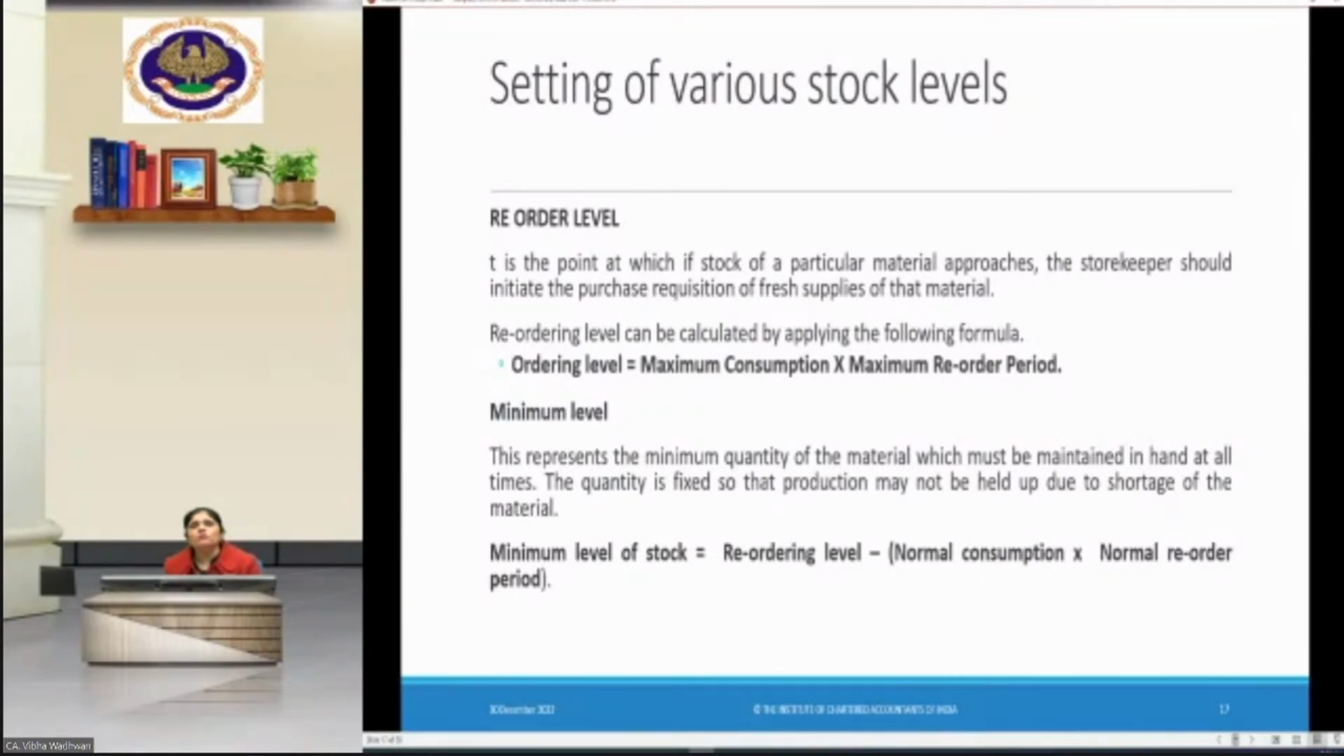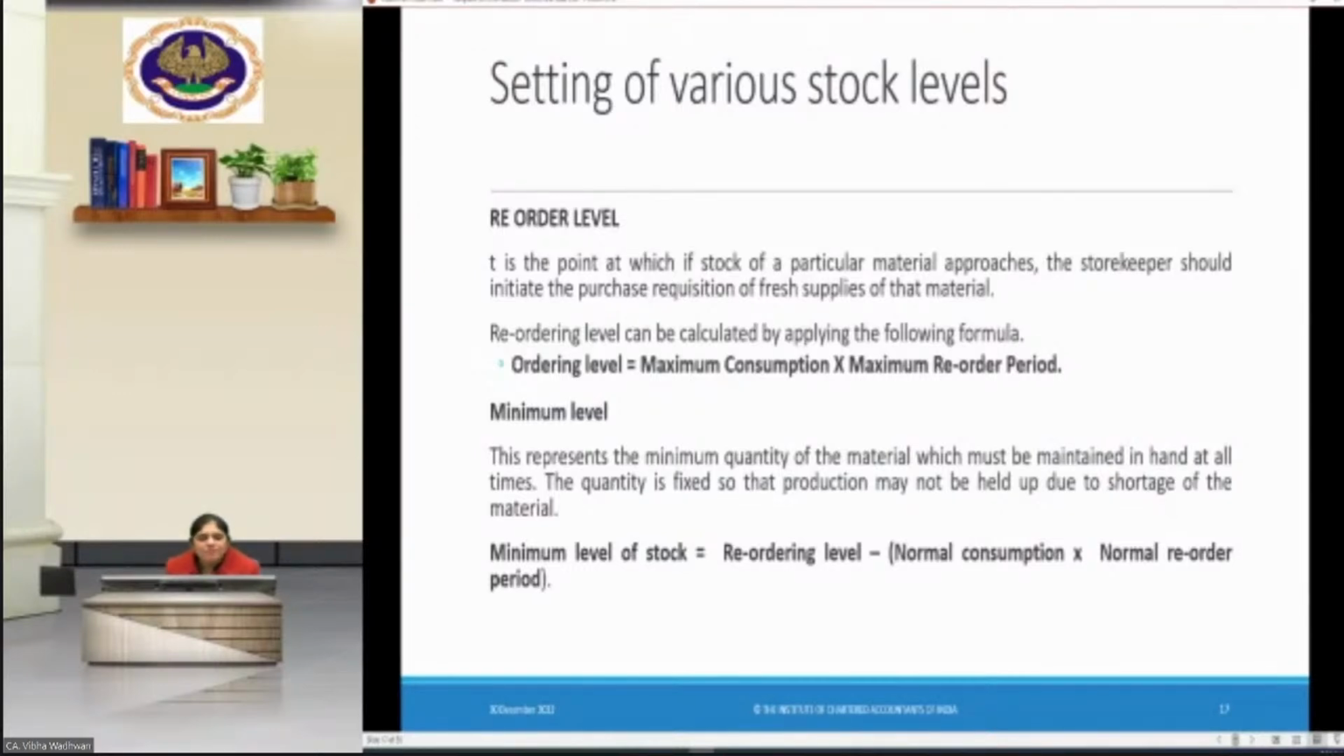Because when you issue a purchase requisition to the purchase department, it takes time to get the material. It's not that it's just a call away, that we want the material and the material is with you. Material delivery takes time. It's the whole process that we have to follow. So we have to give time to the purchase department also to procure the materials. For that time, we should have enough stock of material with us for production, right? So that is the significance of reorder level and how it is calculated: maximum consumption into maximum reorder period, or maximum delivery period or delivery time. So this is how we calculate reorder level.